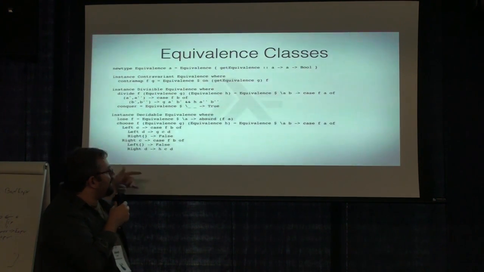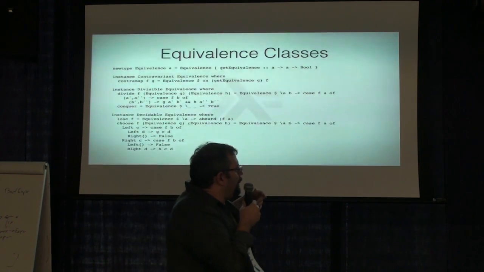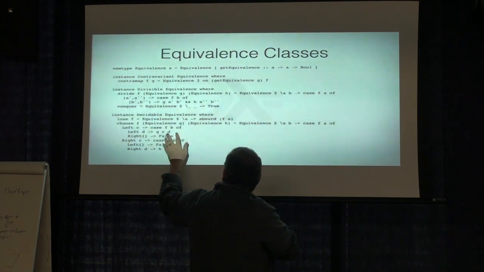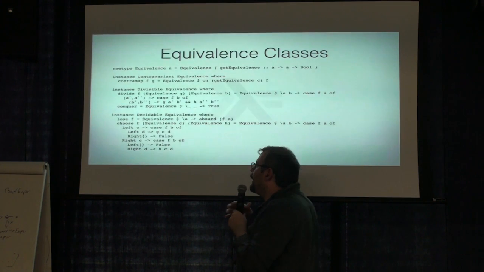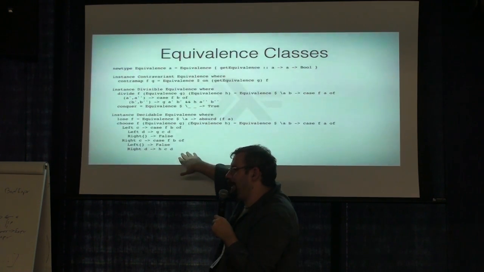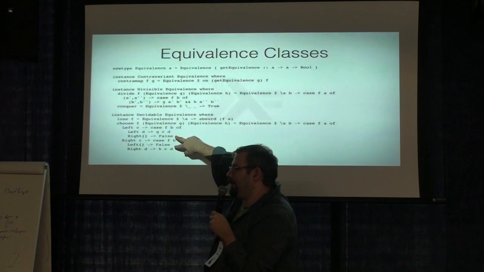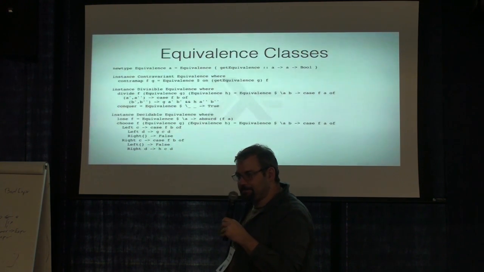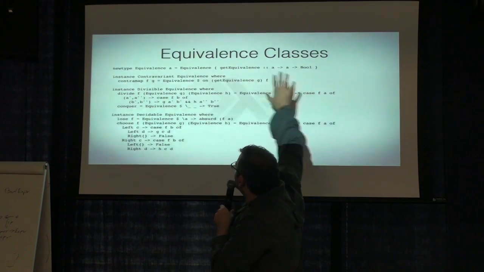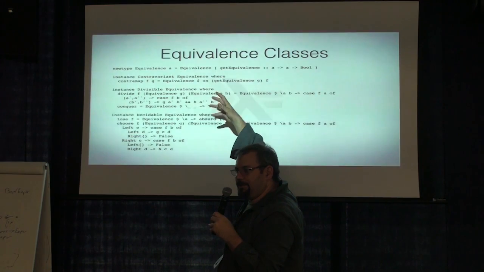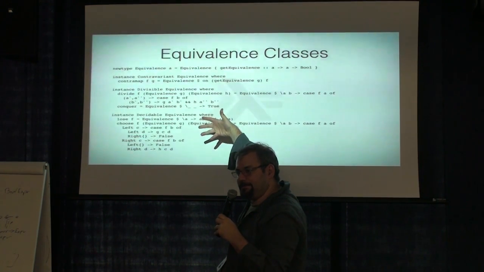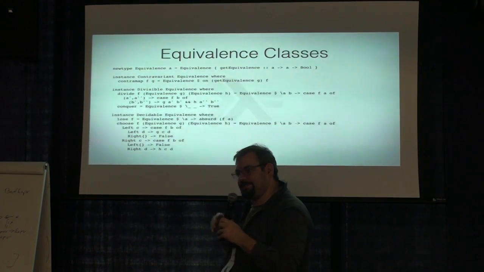And here, the only other thing that we have to do is say that when we go to choose, if we both choose left, we use the left-hand handler. If we both choose right, we use the right-hand handler. And if we disagree, they don't match. They're not in the same equivalence class. So this is a way to use that structure that we just pulled out to talk about equivalence classes. And there really will be a point to all of this.